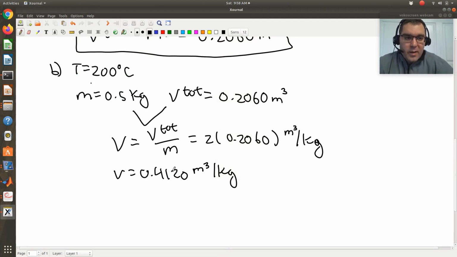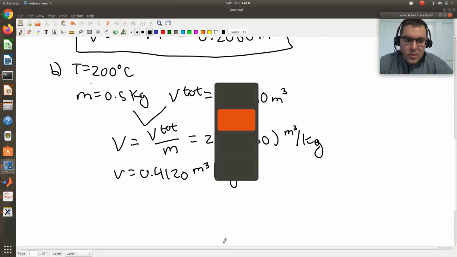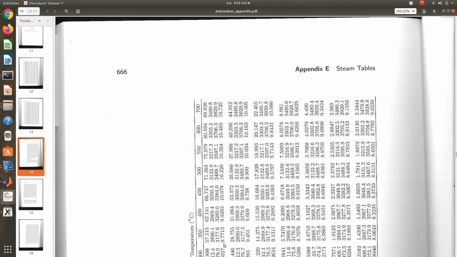And it's what I would expect. Just based on this, the fact that even at 200 degrees C at saturation my volume is greater than this, I'm assuming I'm in the vapor phase. But we're going to find out. How do we find out?